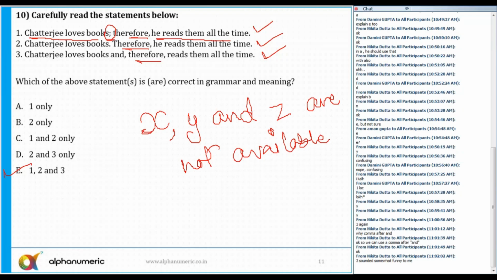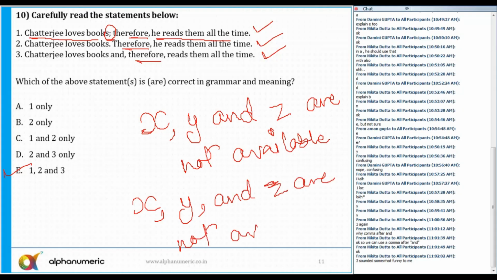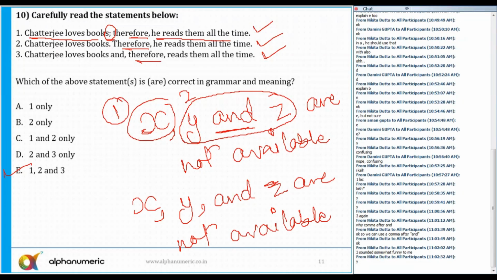Okay, now see, X, Y, comma, and Z are not available. Now see what has happened. Over here, before the and I have not used a comma. Okay, before the and there's no comma. So it would seem that here these are one. It would seem that Y and Z are the same. But if my intention is to talk about three, then I should put a comma before and.